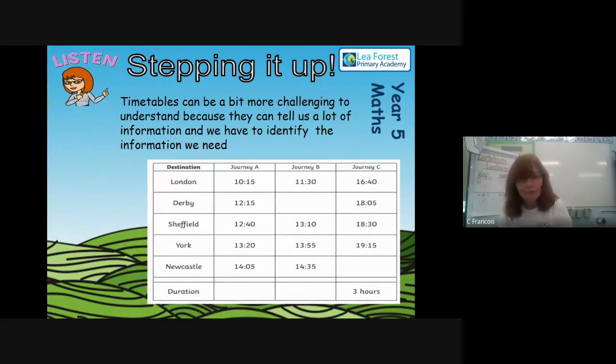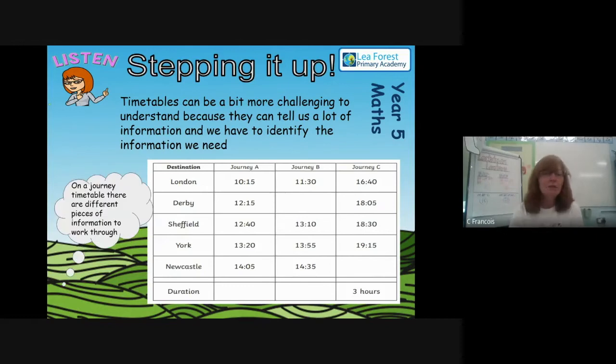So we've got a timetable that I've kept quite simple to read, really. We've only got 3 journeys. We could possibly have more, but because we're virtual learning, I'm going to keep it to 3 journeys, okay? So on a journey timetable, there are different pieces of information to work through.